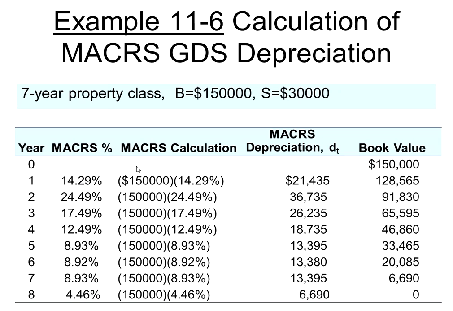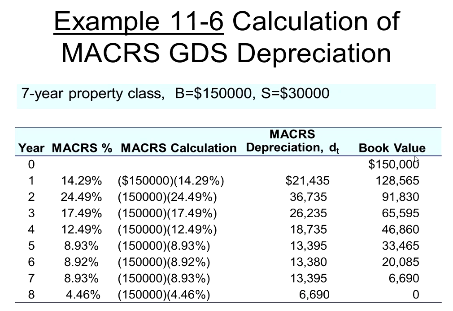So now multiplying each of these rates by the basis. The basis is 150,000. So you see this is the basis, and then we multiply it by the rate, by the percentage rate, and if we multiply this by this, that gives us this depreciation amount. If we multiply this by this, that gives us this depreciation amount, and so on.